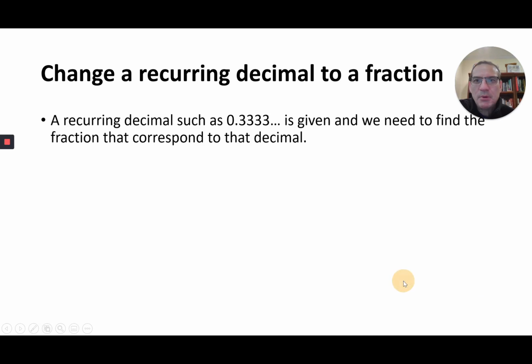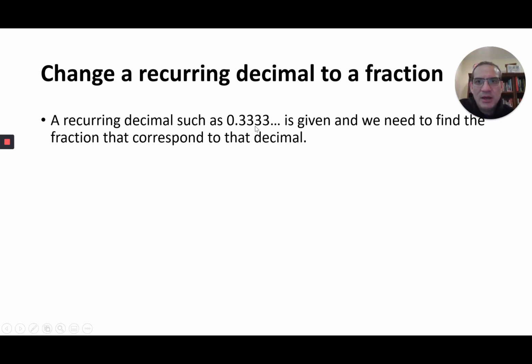So the type of problem we're talking about is a situation where you have a recurring decimal that has a repeating number like this, 3, 3, 3, 3, and it doesn't have to be just one digit. It could be 2 or 3 or 4 digits. You can have 80, 80, 80, 75, 750, 750, etc. And the idea is, how do we find the fraction that corresponds to that decimal?